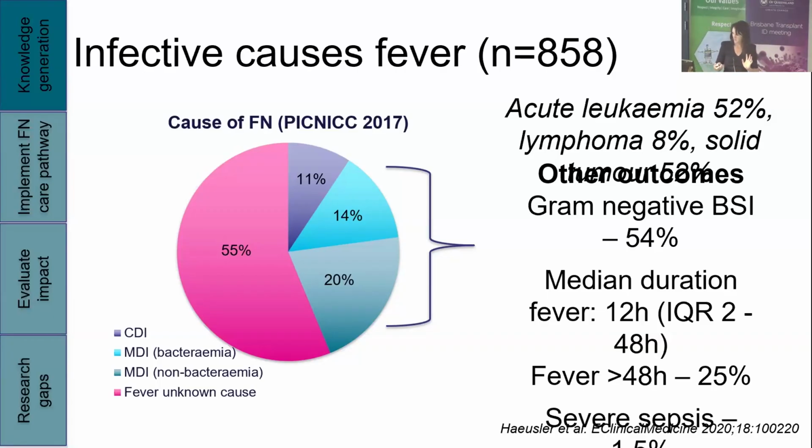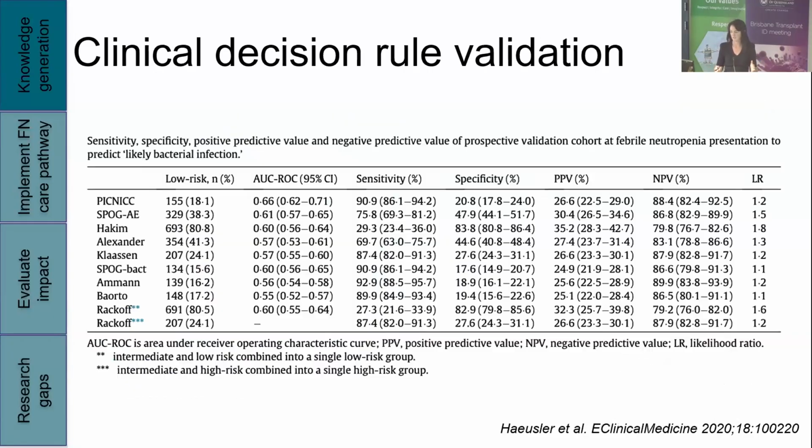So severe sepsis was very low, about 2%. ICU admissions around 1% in all these patients, and mortality, only 4 patients died out of the 858 that were enrolled in this study, and they were all non-infective causes. So generally, pediatric febrile neutropenia patients do really well, and half of them don't have a severe infection documented.